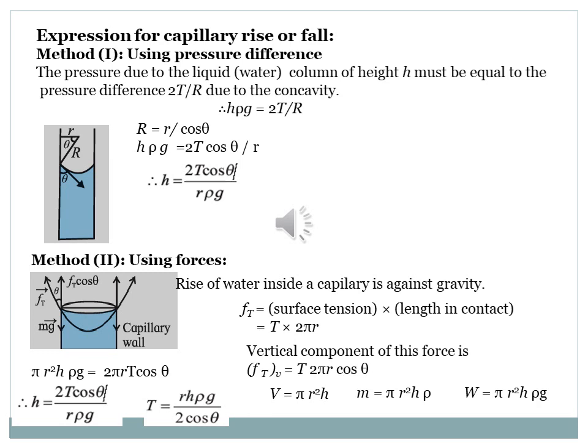By using this equation, you can say T depends on what factors? T depends on r, h, rho, g, as well as theta. It is directly proportional to radius, directly proportional to the height rise, directly proportional to the density, to gravity, and inversely proportional to the angle of contact, which is theta. So this is all about the expression of T, which is surface tension, and height rise, which is h.